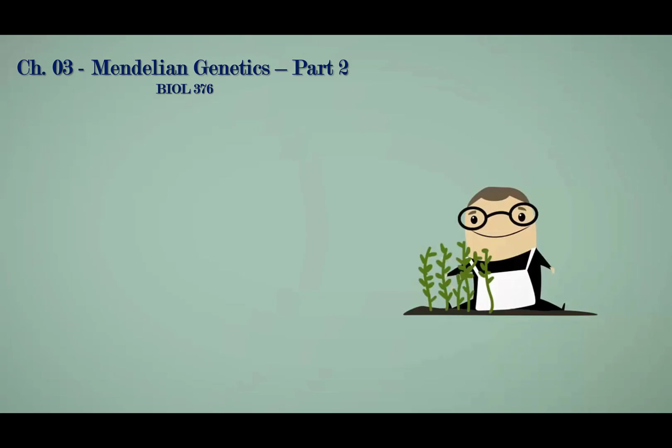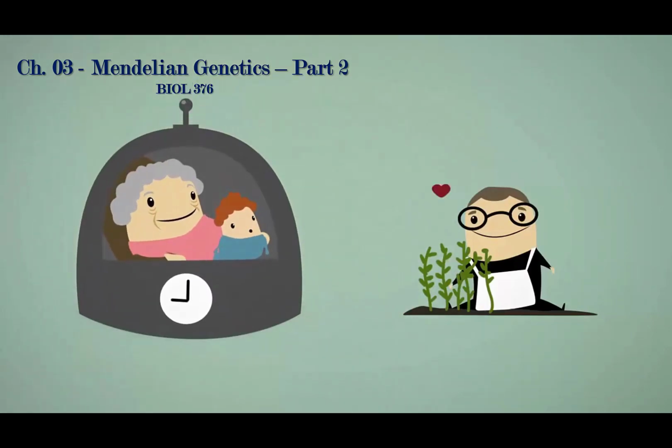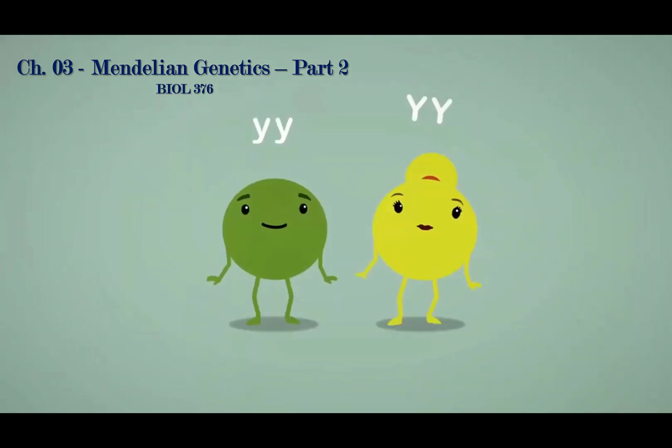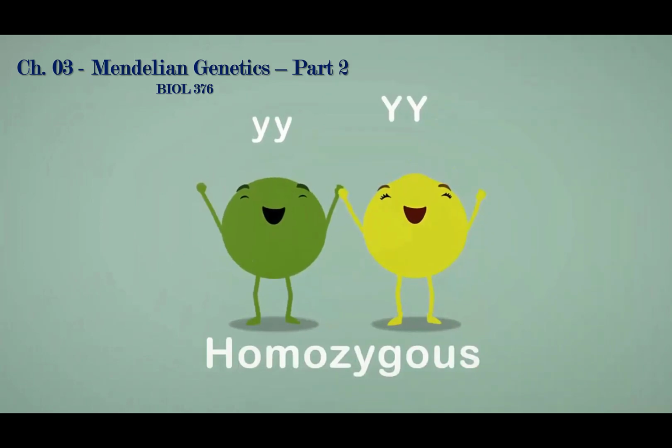This is the second video lecture for Chapter 3, Mendelian Genetics. In this lecture, we'll be talking about probabilities, binomial probabilities, chi-square analysis, and pedigree analysis.